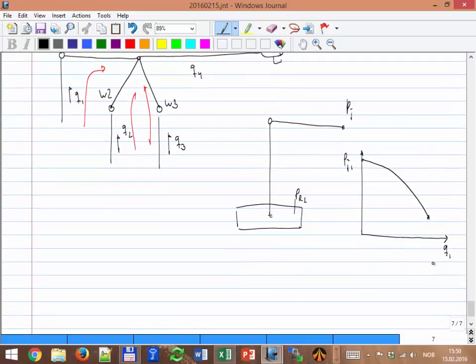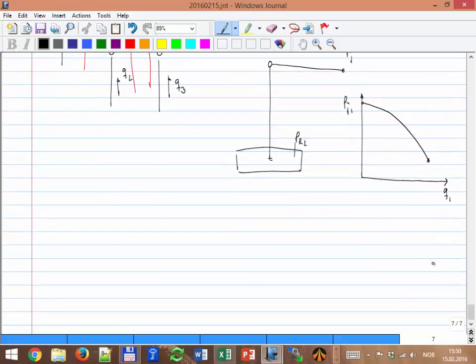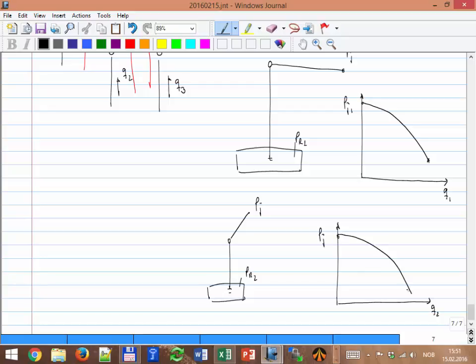Now I can do the same for all the other wells, and they are going to look exactly the same for each one of their rates. All of you agree? Okay, then I have P junction. It's going to be the same P junction because there is only one junction. So I say P junction, but now I have well two. Again, it's going to look something like this, Q2, but now with P junction.